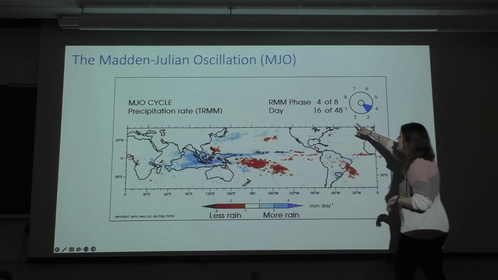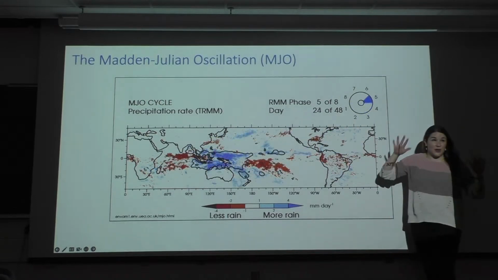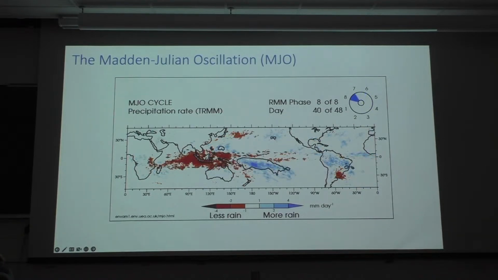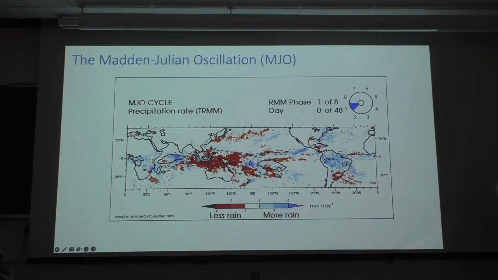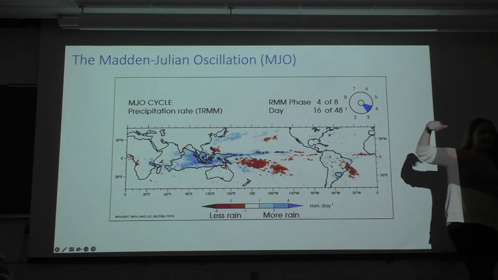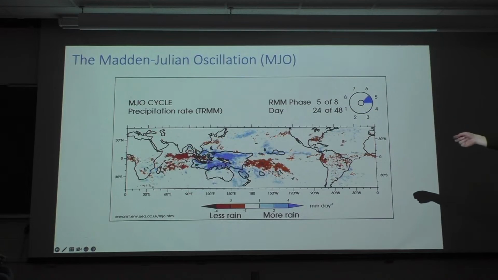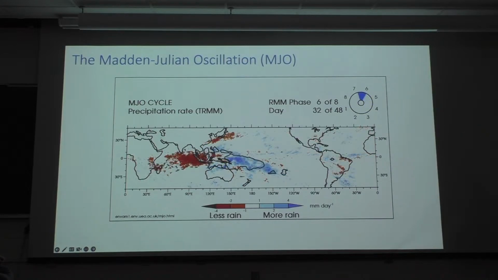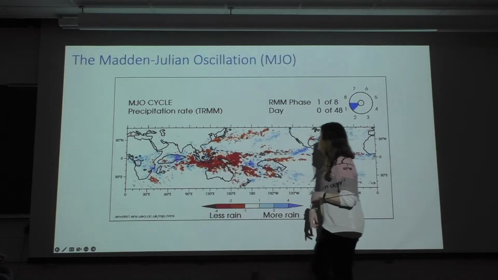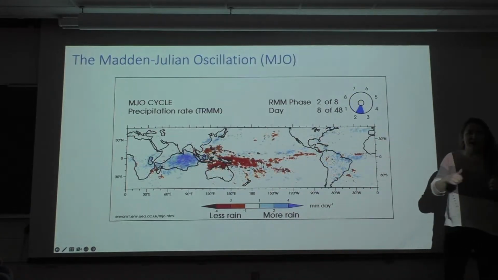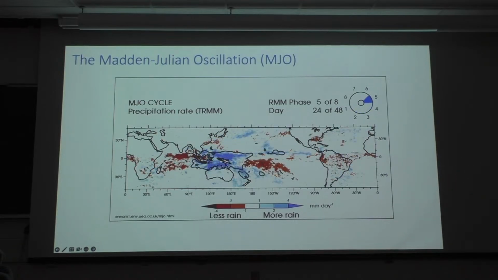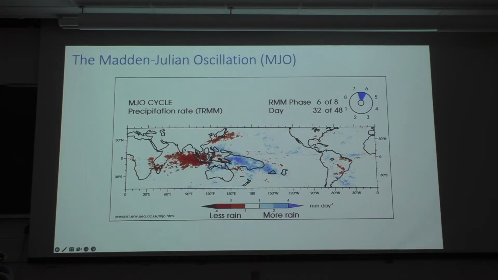An MJO event typically lasts around 40 to 50 days. Because it is an eastward propagating system, we often separate it into 8 phases, where each phase tells us where the MJO convection is at any point in time. So MJO phase 1 is when we have that enhanced convection in the Indian Ocean, and by MJO phase 8 that enhanced convection has reached the Central Pacific. It's just telling us where the MJO convection is at any point in time.